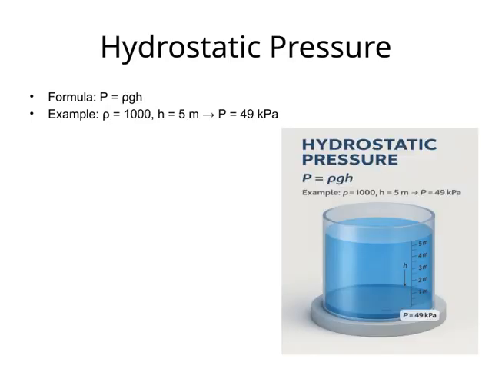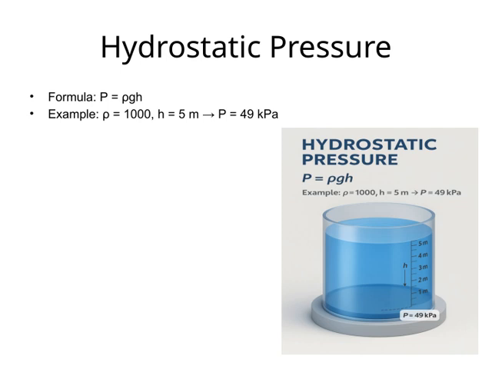Let's take a closer look at hydrostatic pressure. The key formula here is P equals rho times g times h. This equation helps us understand how pressure builds up in a fluid at a certain depth. Rho represents the fluid's density, g is the acceleration due to gravity, and h is the height or depth of the fluid column.